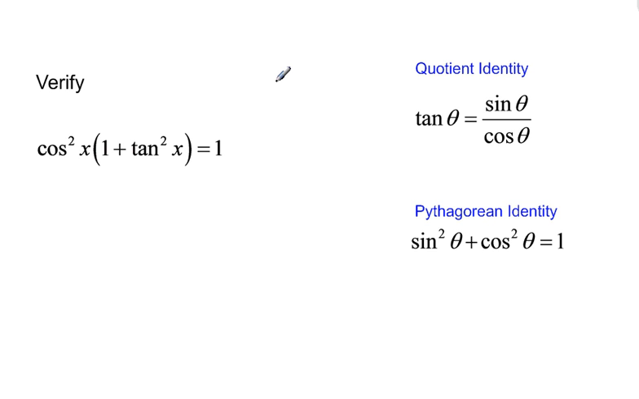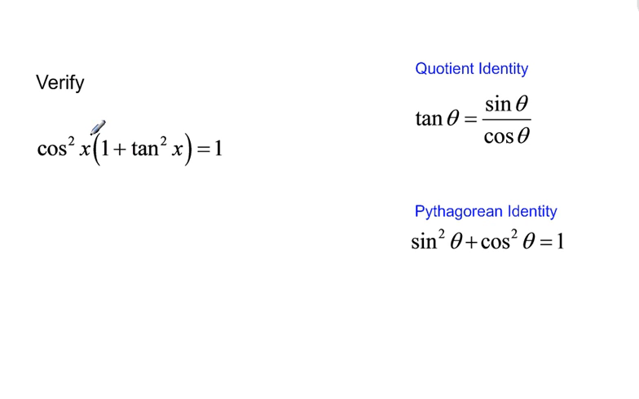Okay, we're going to verify a trigonometric identity here. It says cosine squared x, in parentheses 1 plus tangent squared x, close parentheses, equals 1. In order to complete this, we're going to make use of a quotient identity and a Pythagorean identity. The quotient identity states that the tangent of theta equals sine of theta over cosine of theta. The Pythagorean identity states that sine squared theta plus cosine squared theta equals 1.